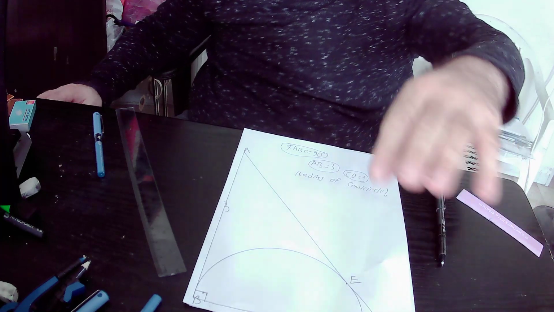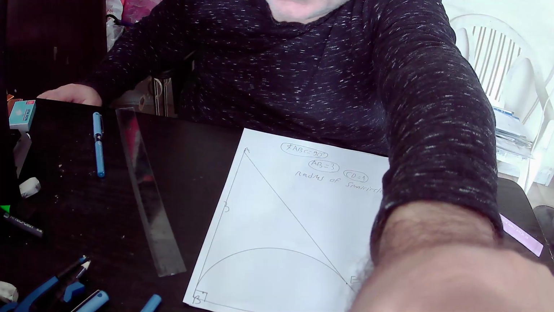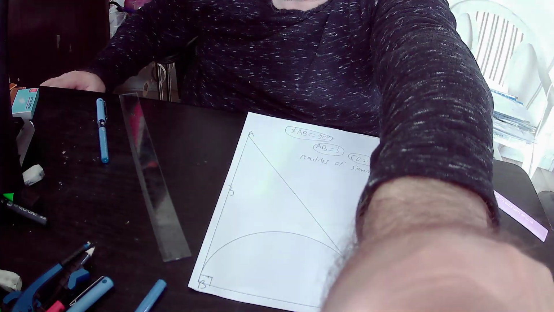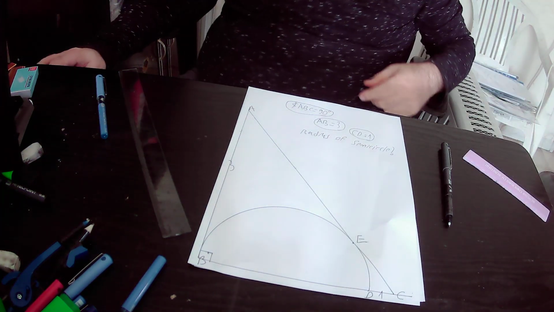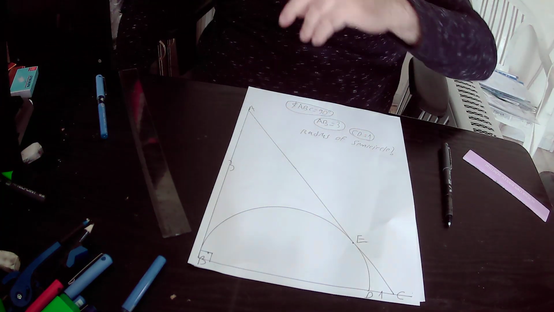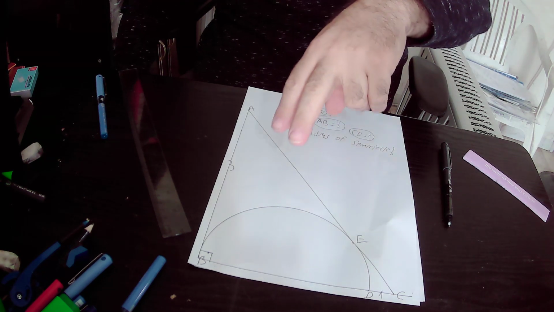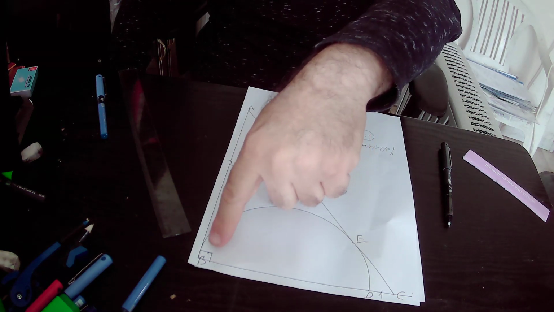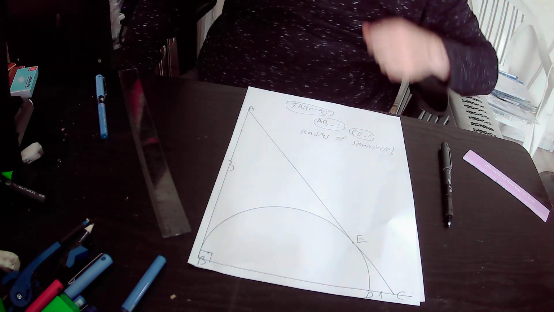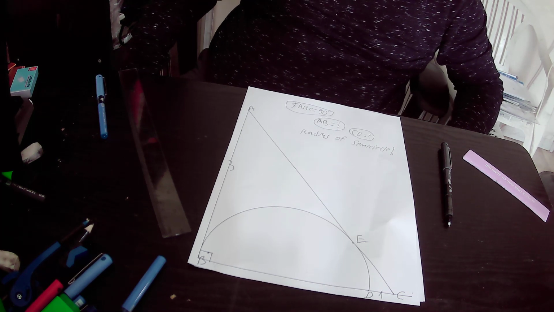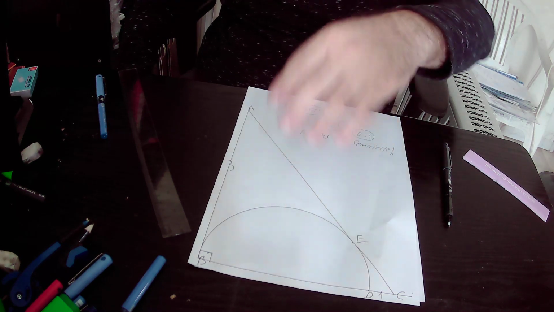Hello, in this lecture we will find the radius of the semicircle. In the drawing we have triangle ABC. Triangle ABC is a right triangle because angle ABC is a right angle, and inside triangle ABC we have this semicircle.